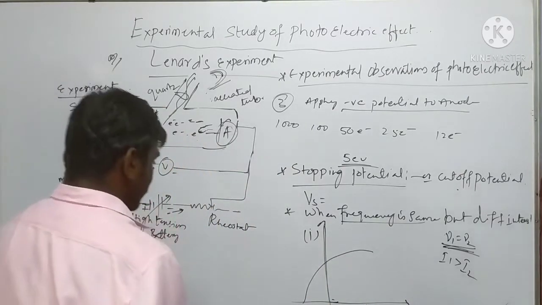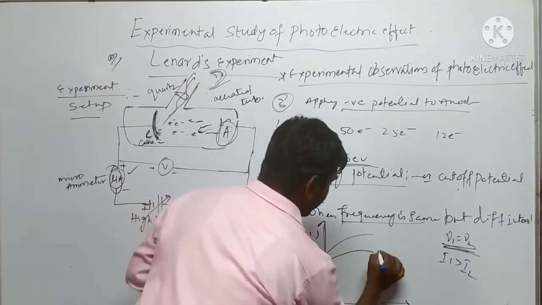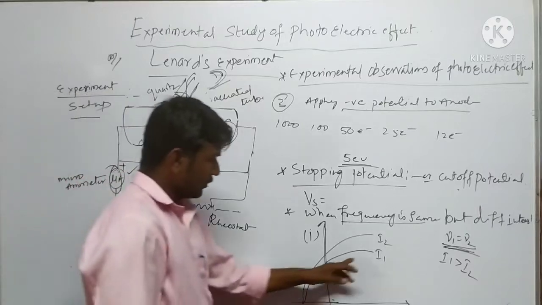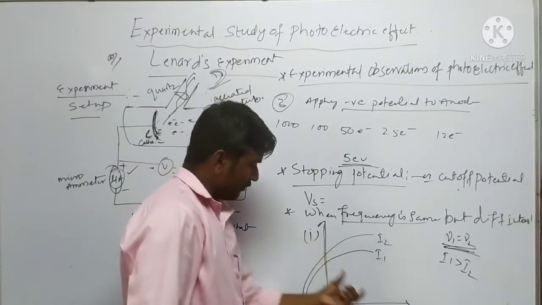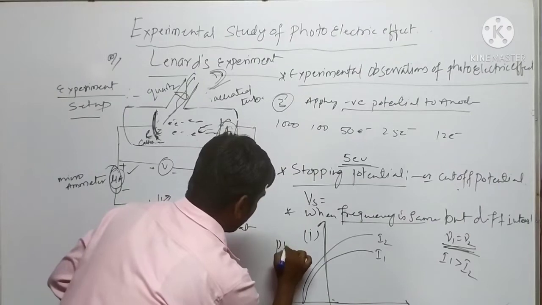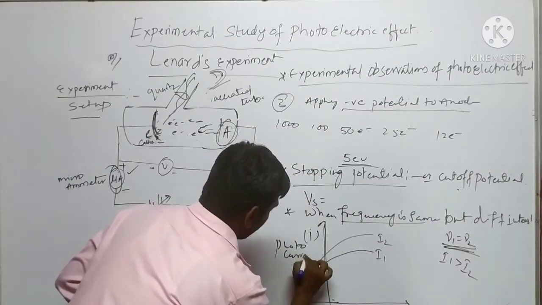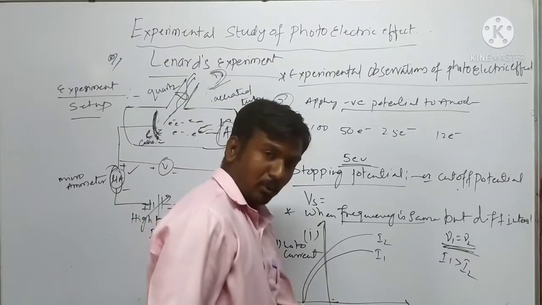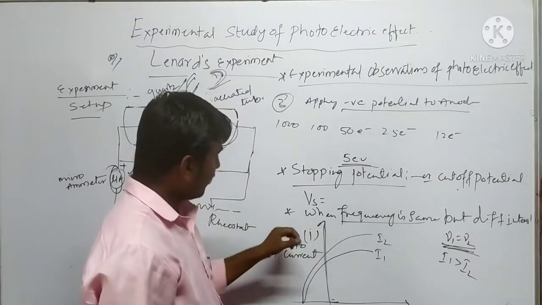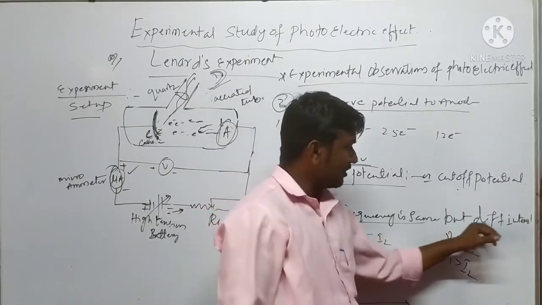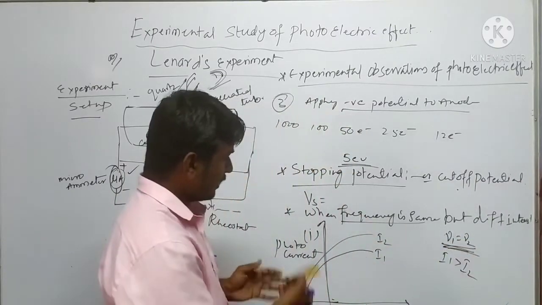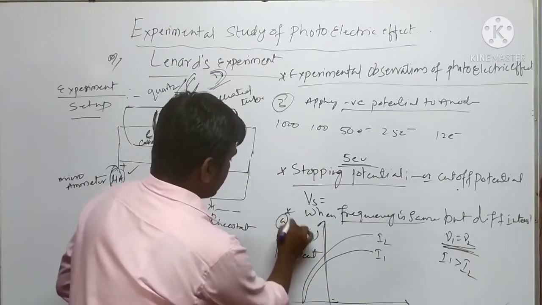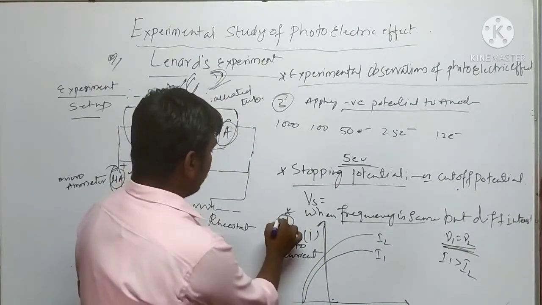So what will the observation be? Like this, different intensities I1 and I2. There is photo current I versus potential. Like this, there is the variation of potential versus photo current when you are keeping frequency the same but different intensity. This is the first case, and it is also called the third case.